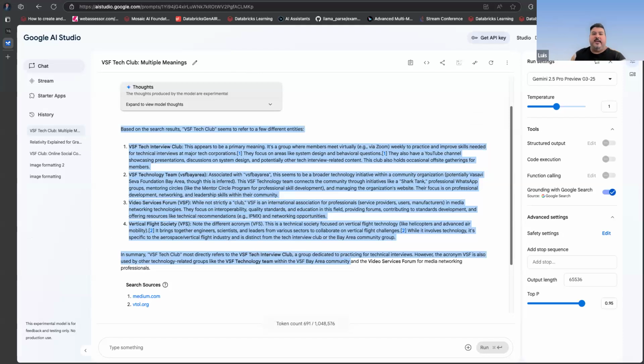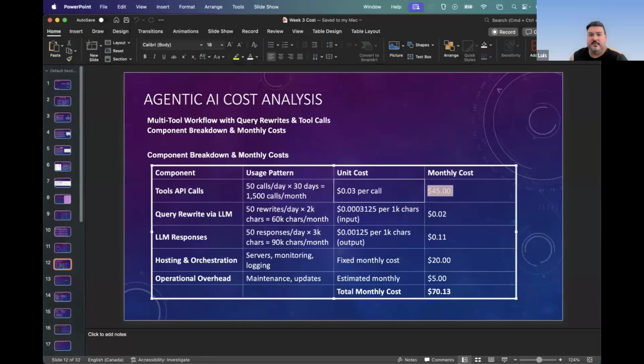So when you look at agentic AI cost analysis, the majority of the cost of using agentic tools is the tools' API cost. So it's not the LLM that's going to cost. Louis, we are still seeing your browser. Can you see PowerPoint now?